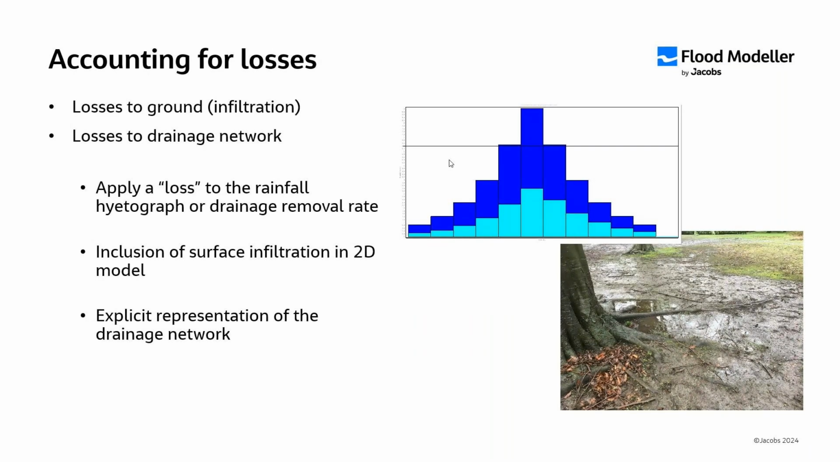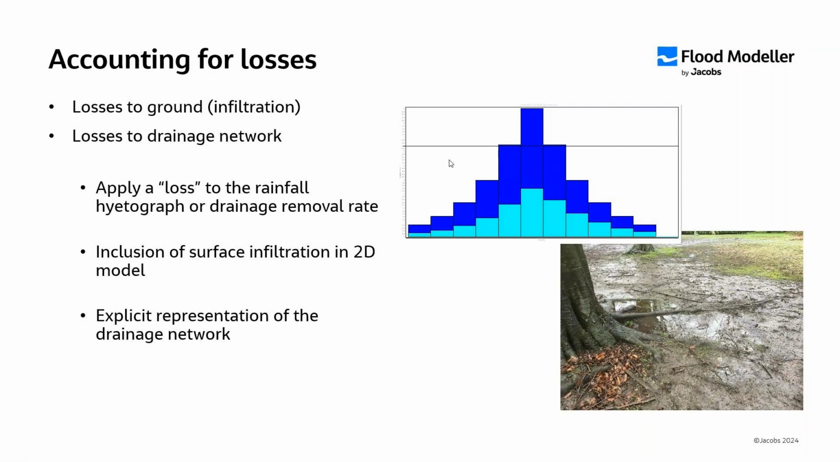We can consider these in a number of different ways. The simplest method, which I'll use in my demonstration, is to apply a loss method. So on that height graph on the right hand side, the dark blue shape is the gross rainfall, the as-calculated rainfall profile from FEH. And the light blue is the net rainfall.